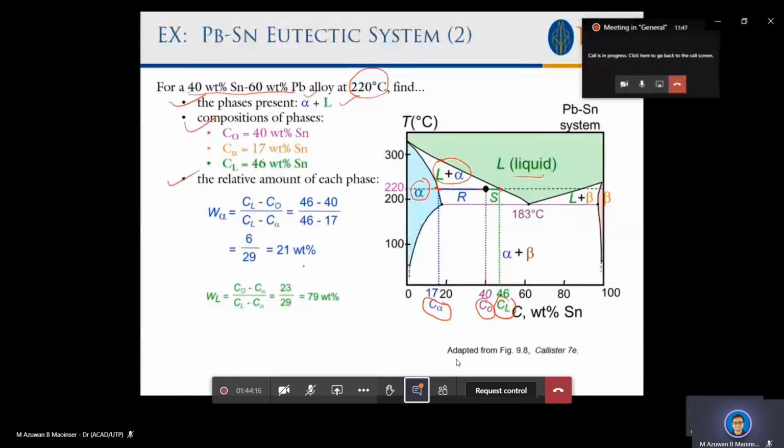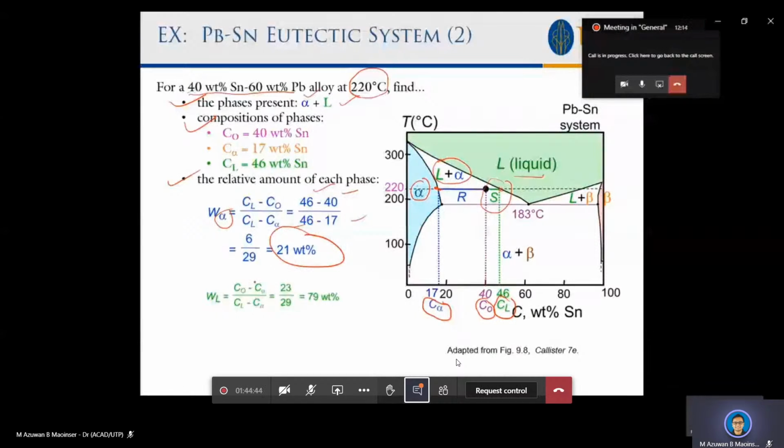Okay, what do you want? You want the amount of alpha. Where is alpha? Alpha is on this side. Okay, the boundary is here. So don't go for this line R, go for the opposite line S. So you have S. What is S? S is 46 minus 40, divided by the total length, 46 minus 17. You got 21%.